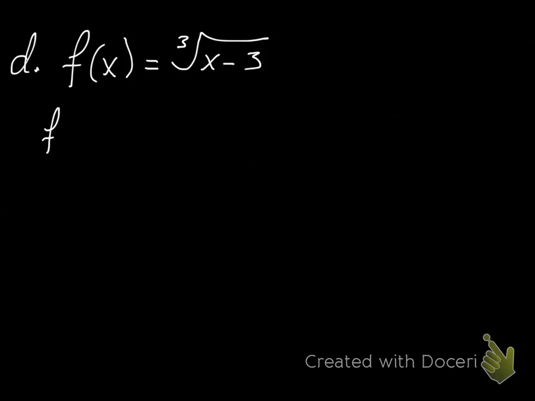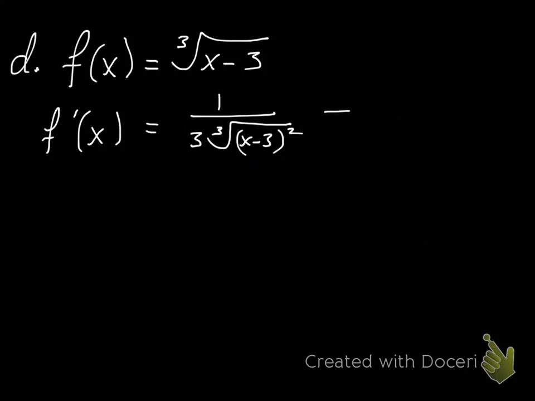We'll take the derivative. The 1/3 is going to come down, and then we're going to subtract 1 from the exponent, so we'll get negative 2/3 as the exponent. Okay, so 1 in the numerator. There's your 1. Here's your 1/3. And then we subtract 1 from the exponent, so it's going to be a negative 2/3, so it's going to be cube root of x minus 3 squared.